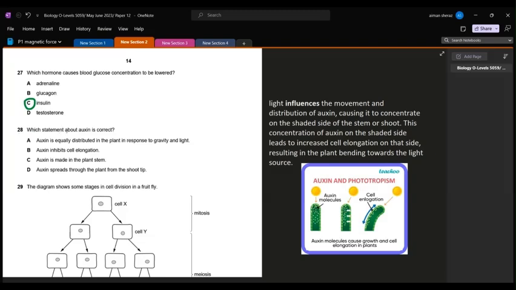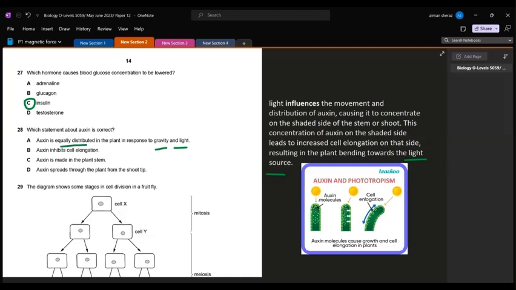Question number 28. Which statement about auxin is correct? Auxin is a plant growth hormone. Option A, auxin is equally distributed in the plant in response to gravity and light. It is not equally distributed, it is just influenced or affected by these factors. In response to light, it influences the movement and distribution of auxins. Auxins start to accumulate at the shaded side of the plant, and it leads to cell elongation from that side, and it makes the plant bend towards the light source. So it grows the plant.